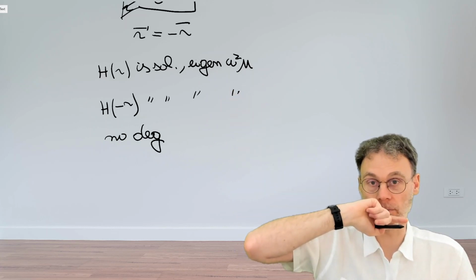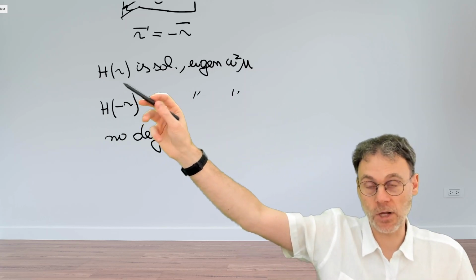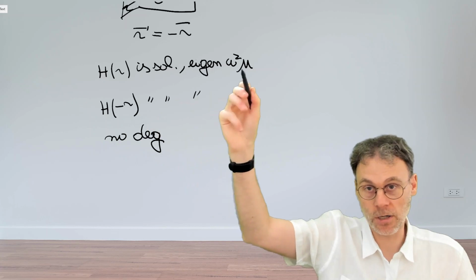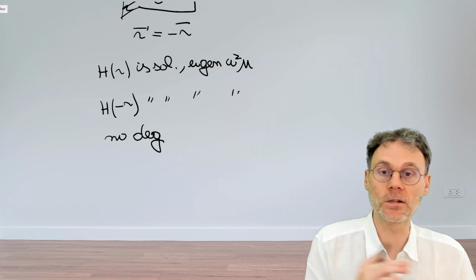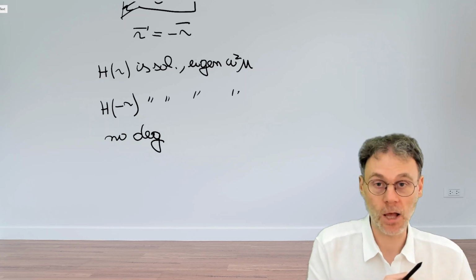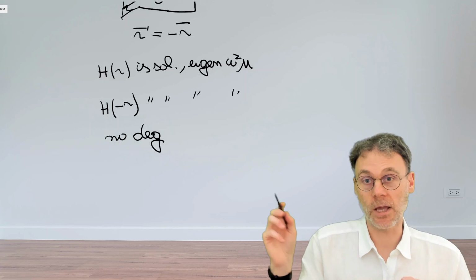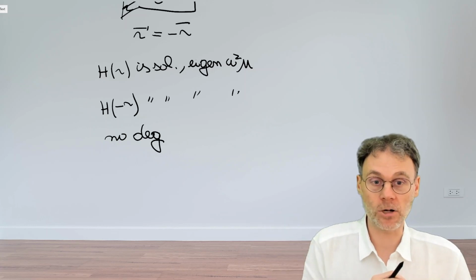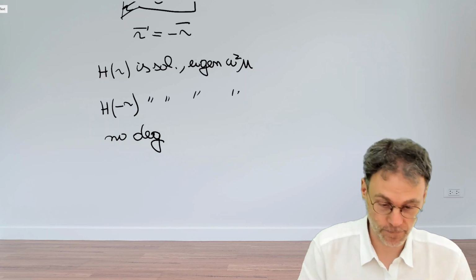possible solution. So how do we reconcile this with the fact that both h of r and h of minus r are a solution at frequency omega because of symmetry? How do we reconcile these two pieces of information? Well, the inescapable conclusion is that h of r and h of minus r are actually the same solution, the same mode.